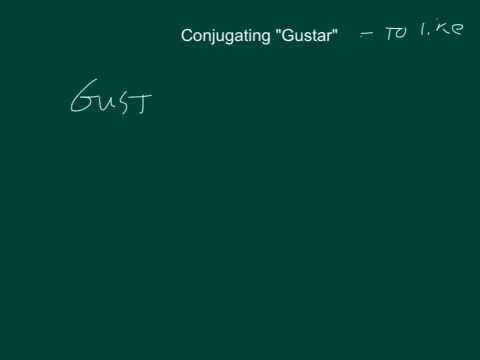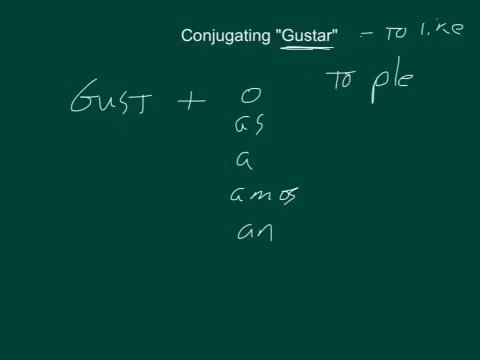You take off the AR, and then you add your endings, which would be o, as, a, amos, an. The difference is, and this is where it's a little bit tricky, gustar, although it translates to like, it actually means to please, which completely changes the way that it's used. So if I said, I like burritos, you conjugate like for I. But if you say please, I don't please the burritos, the burritos please me.